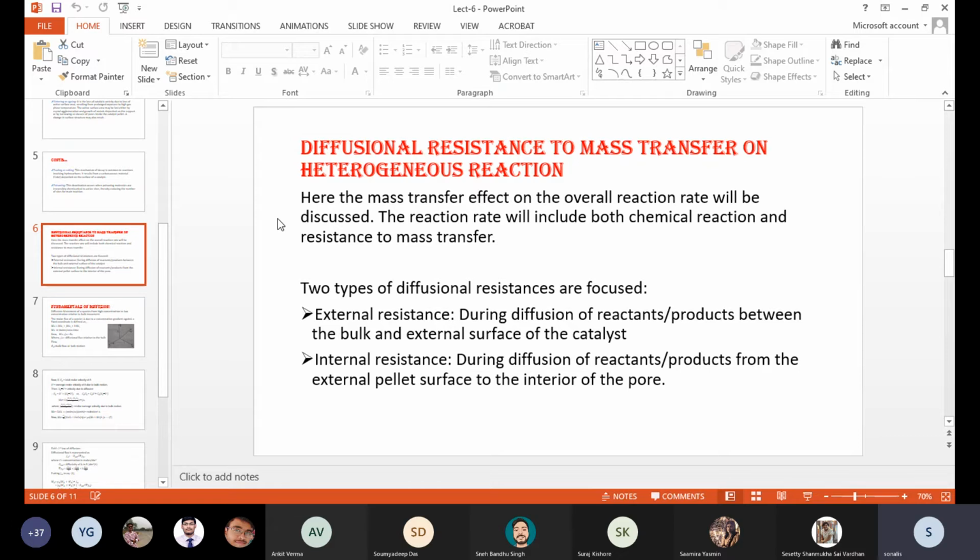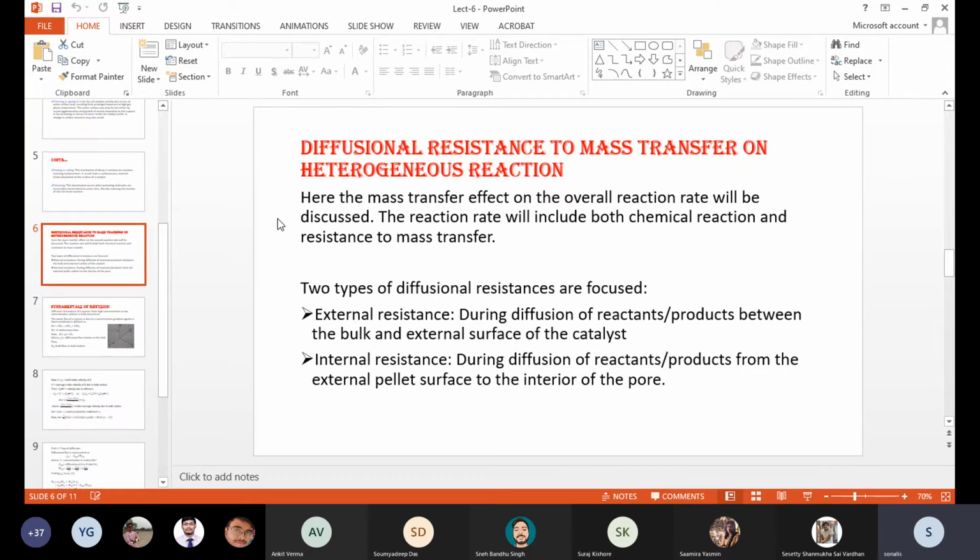Till now we were discussing with the 3 steps only: adsorption, surface reaction and desorption. We did not consider the diffusional steps. Diffusional steps are quite obvious for a solid catalytic fluid phase reaction. Diffusion we cannot avoid. So let us first discuss these diffusions.